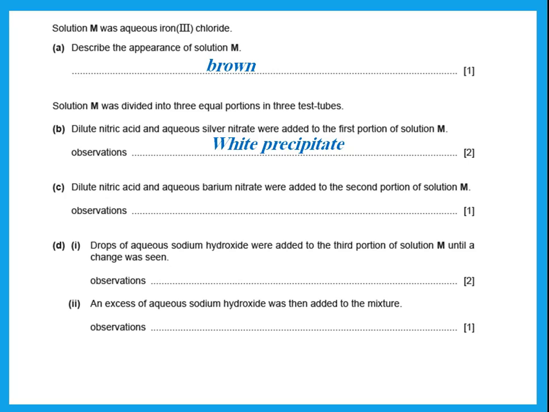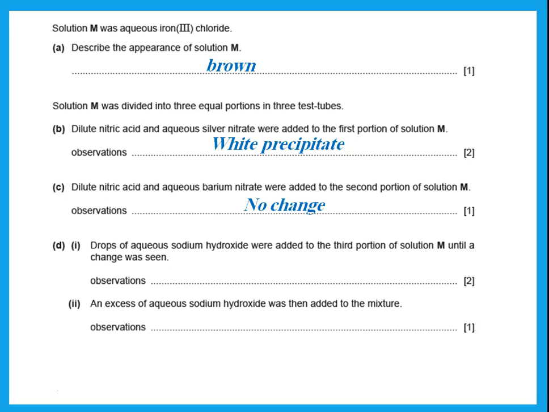Now, dilute nitric acid and barium nitrate. Again, I ask myself, barium nitrate was a test for what? Keep the tests in front of you and try and memorize them as we go along. Barium nitrate is a test for sulphate. If I have sulphate, I'm supposed to get a white precipitate. Do I have sulphate? No, he said it's iron 3 chloride. I don't have sulphate. So if I put barium nitrate, I don't get anything because I don't have any sulphate.